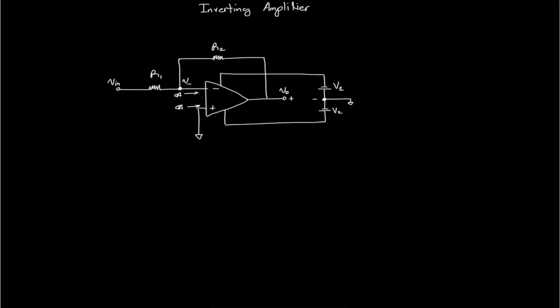So it is important to know that if a positive voltage is applied at V in, the V minus terminal will rise in voltage, forcing V out to become negative. So this is in essence the inverting amplifier. If it's positive, V out becomes negative.